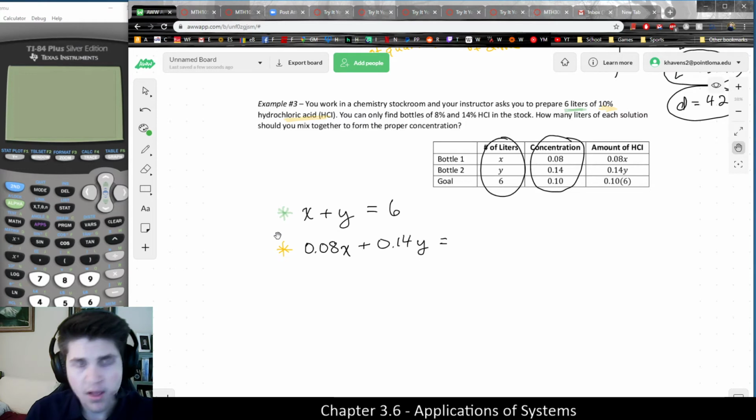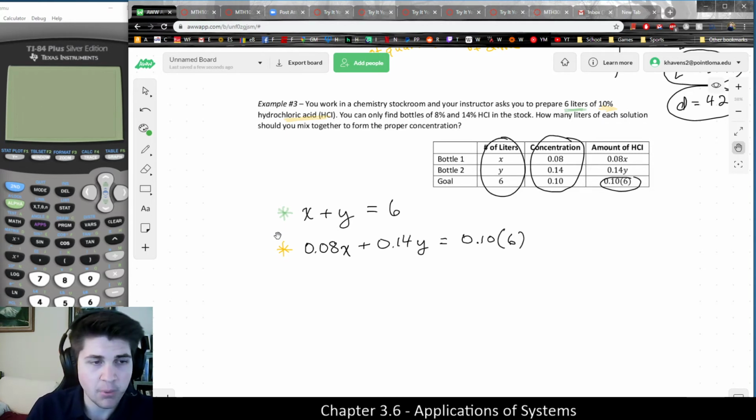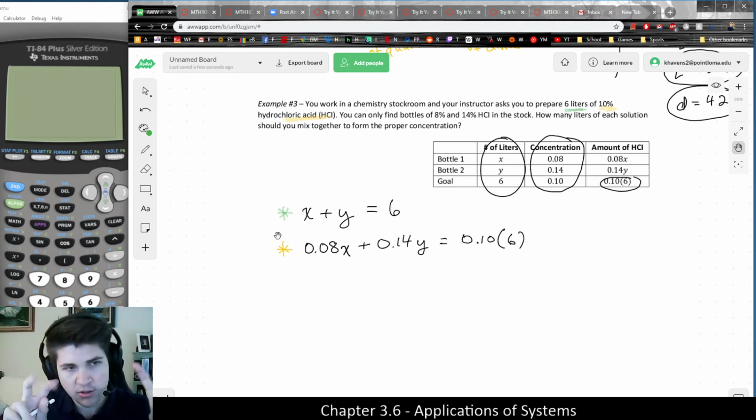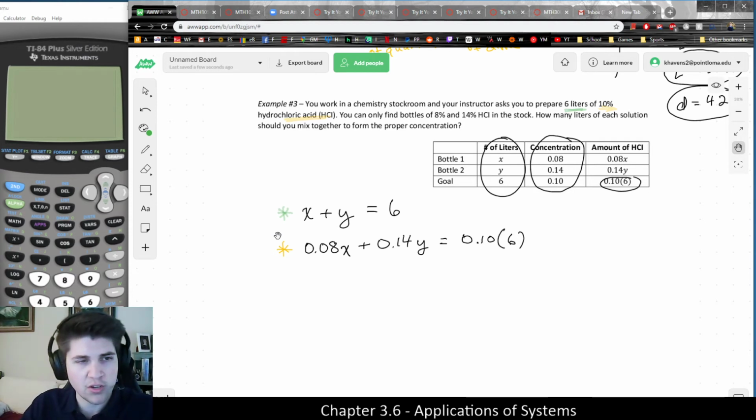I also know that my total amount of hydrochloric acid, I want it to be 6 liters of a 10% solution. So since it's a 10% solution, and it's supposed to be 6 liters, I know that that's exactly 0.6 liters of hydrochloric acid. So basically 0.6 liters of hydrochloric acid is in that for a total of 6 liters. But basically, you could call the yellow equation your hydrochloric acid equation. The first equation, your total equation.